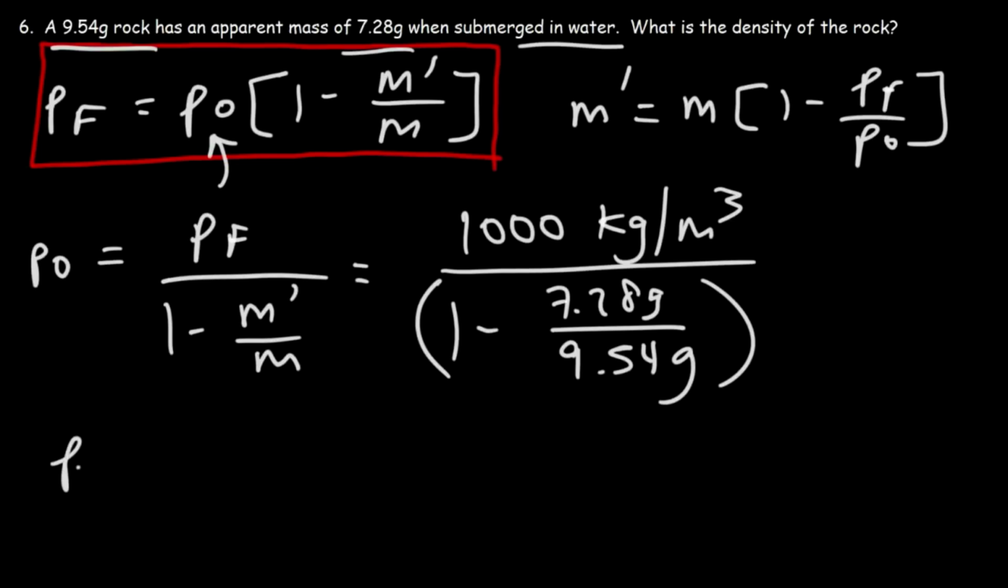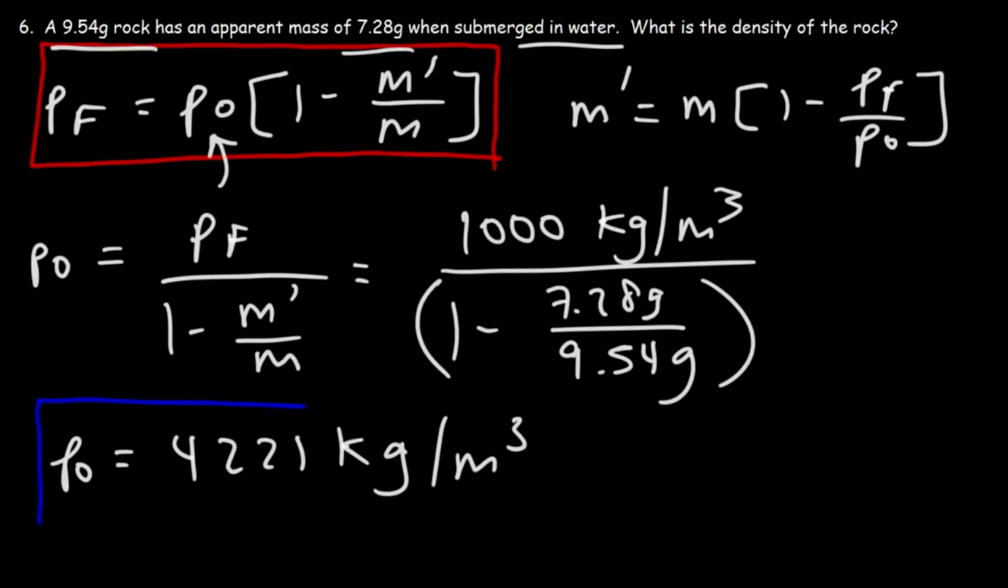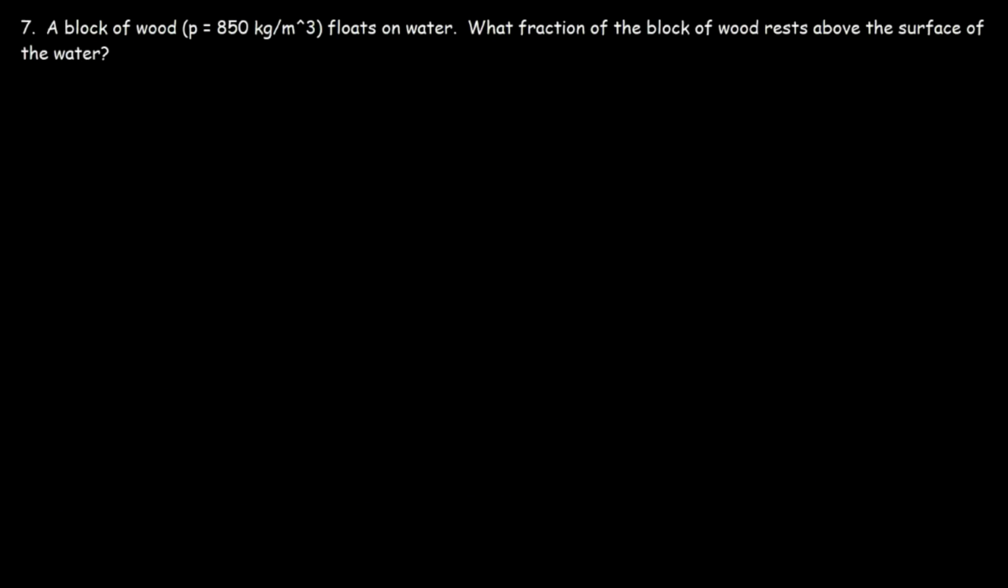So you should get 4,221 kilograms per cubic meter for the density of the rock. So that's it for this problem.